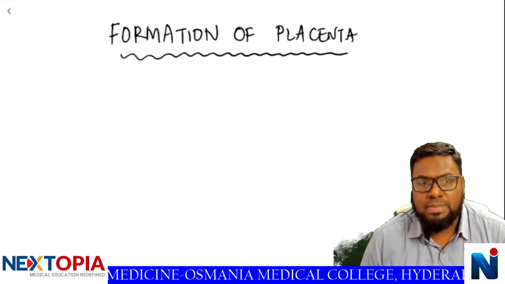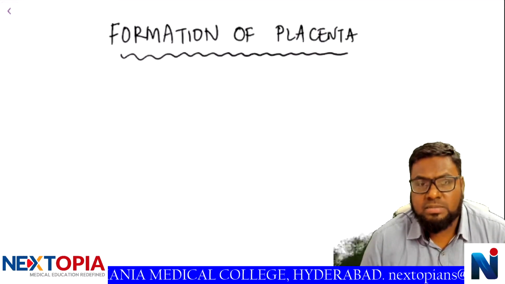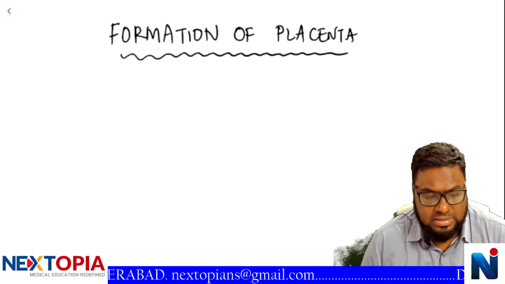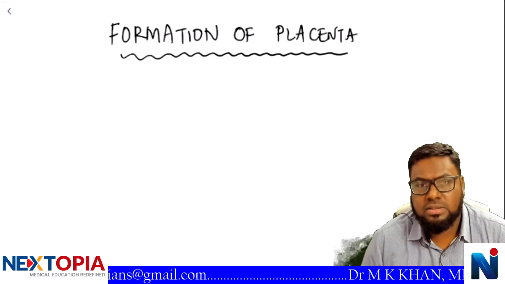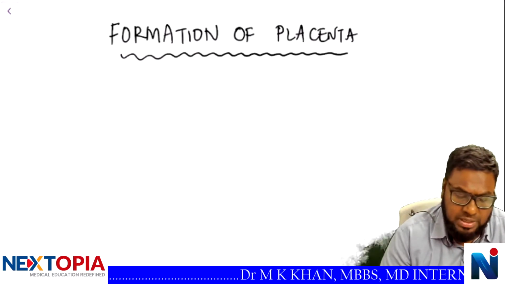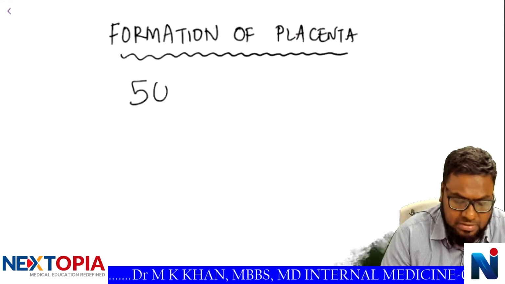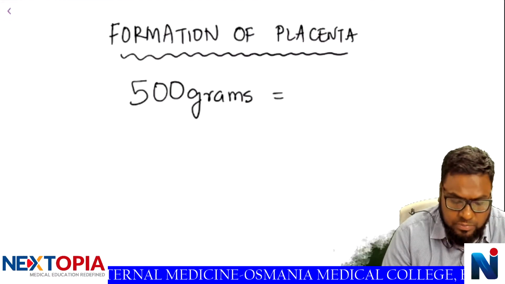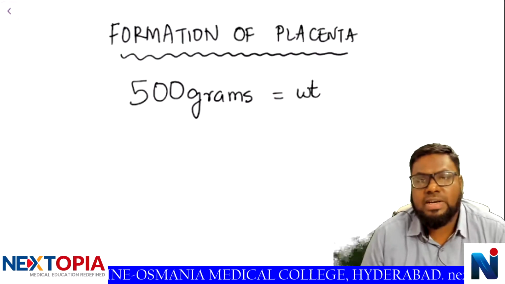And also many complications of the pregnancy arise because of disease in the placenta. A lot of complications in pregnancy. So I'll discuss that when I'll be discussing obstetrics topics. Here please remember that the normal placenta is 500 grams in weight. Its normal weight is 500 grams.